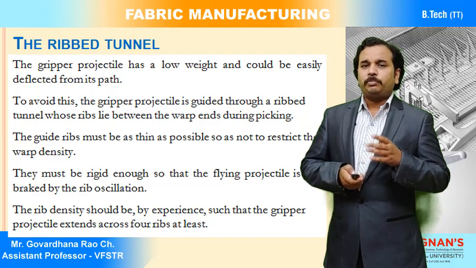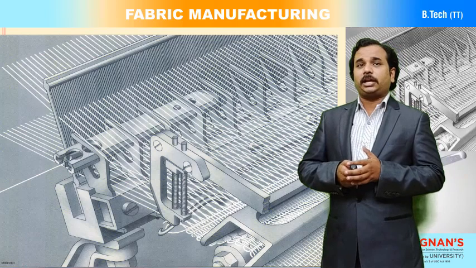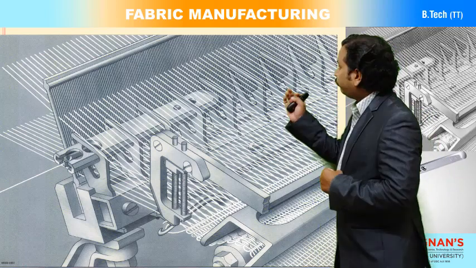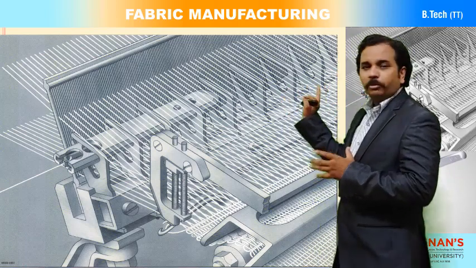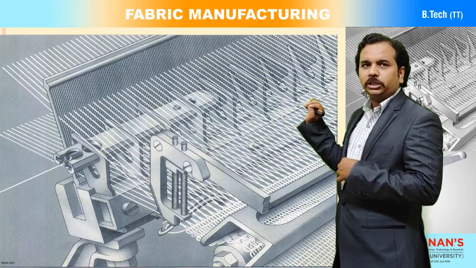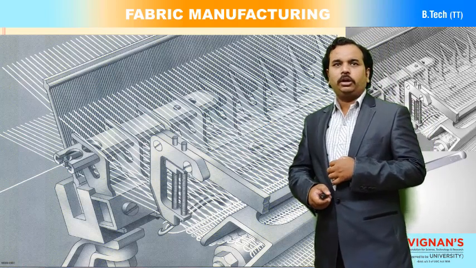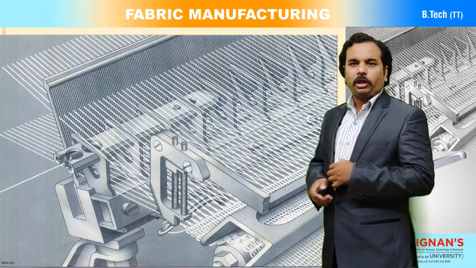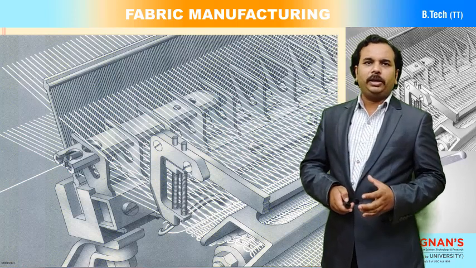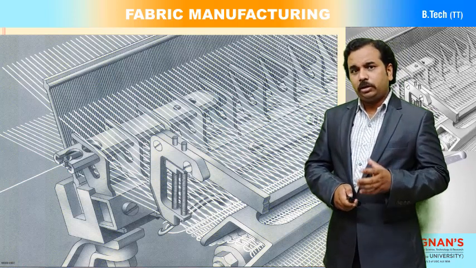We will see what the different types of ribbed guides are. You can observe that a minimum of 4 guides are supporting the projectile or guiding it to travel in the tunnel of the guides. So a minimum of 4 is there, and proper gripping can be done by using these ribbed tunnels.